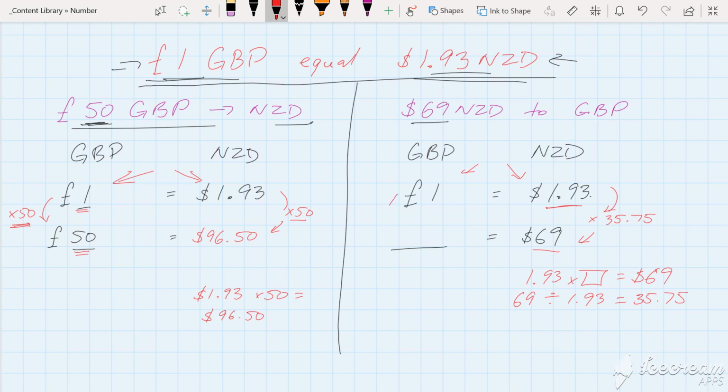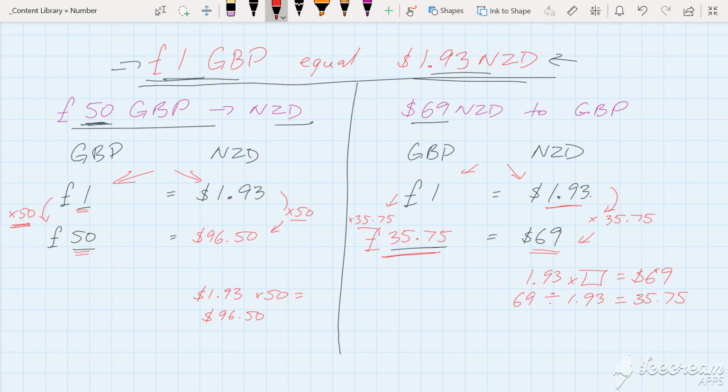So I'm going to times 1 by 35.75. So 1 times 35.75 is 35.75, which means the Great British Pounds equivalent to $69 is 35.75 pounds.